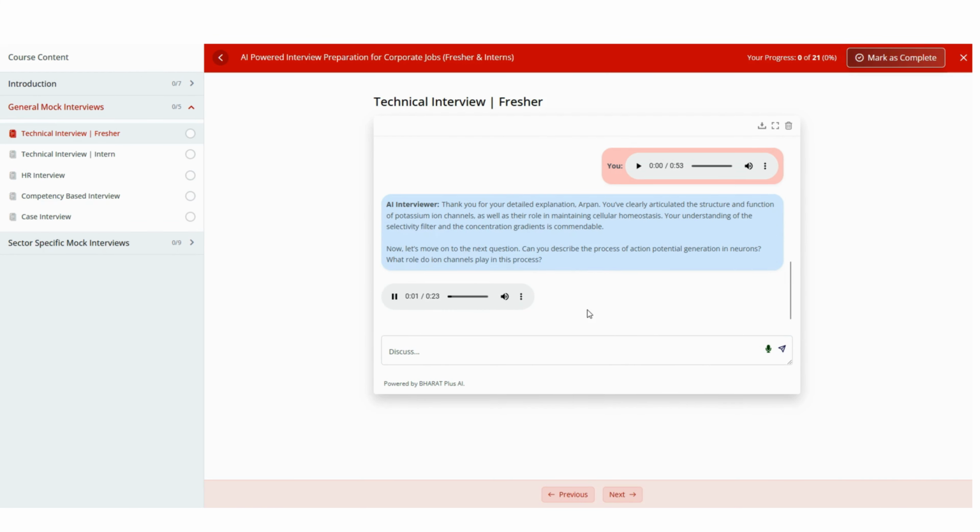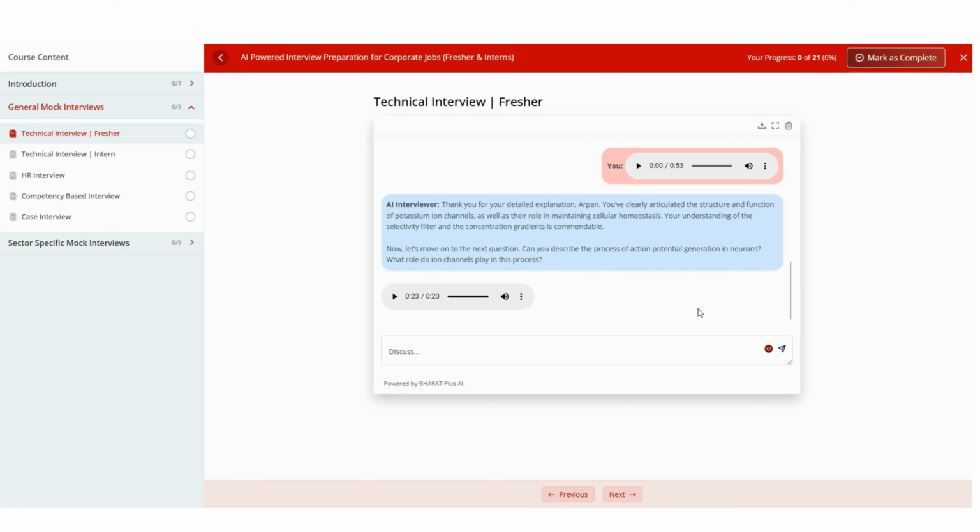Thank you for your detailed explanation, Arpan. You've clearly articulated the structure and function of potassium ion channels, as well as their role in maintaining cellular homeostasis. Your understanding of the selectivity filter and the concentration gradients is commendable. Now, let's move on to the next question. Can you describe the process of action potential generation in neurons? What role do ion channels play in this process?